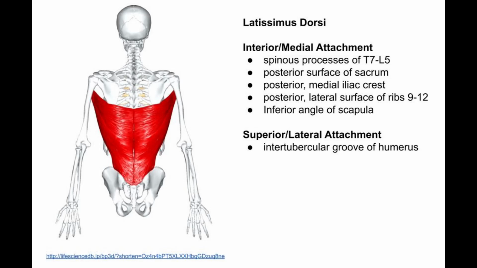the posterior surface of the sacrum, the posterior medial portion of the iliac crest, the posterior lateral surface of ribs 9 through 12, and sometimes on the inferior angle of the scapula. The attachment on the scapula I've seen from different sources, typically around 30 to 50% of the time. Then superiorly and laterally, they converge on a single point in the intertubercular groove of the humerus, also known as the bicipital groove of the humerus.